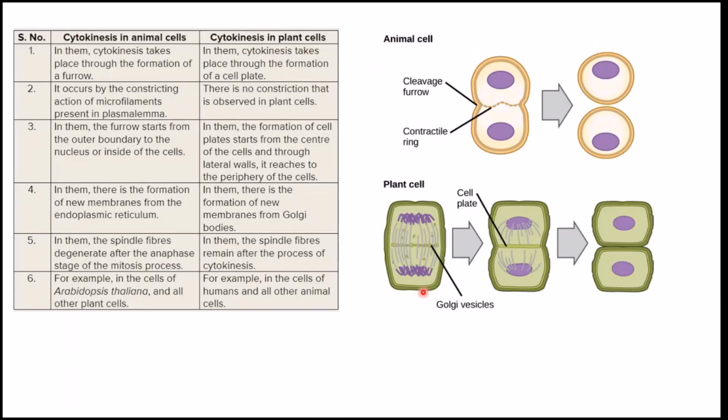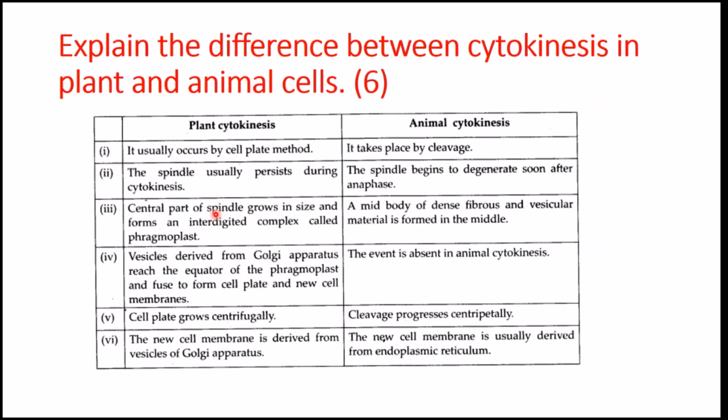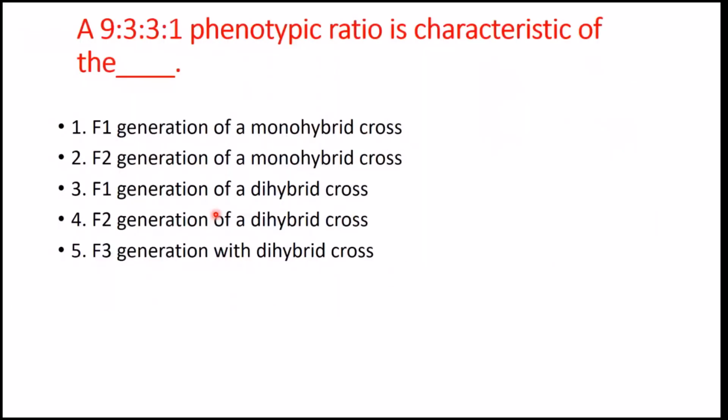The same thing here is the structure showing the animal cell: the cleavage furrow, and then it divides from this. In the plant cell it happens through the Golgi apparatus. So go through all this and put it into your notes. You will be able to tackle any question that comes after.